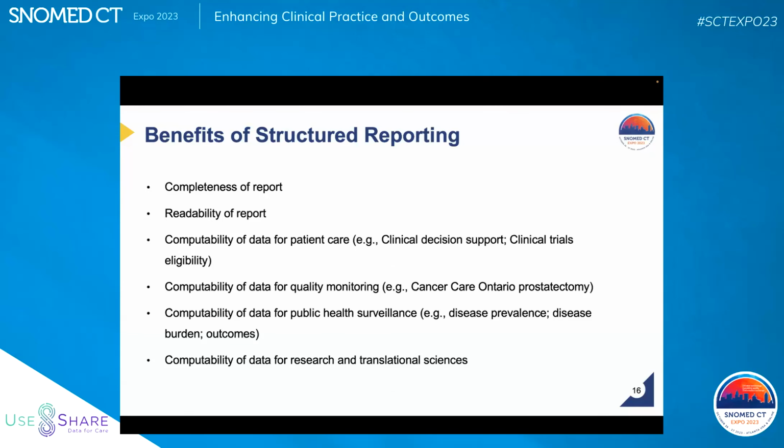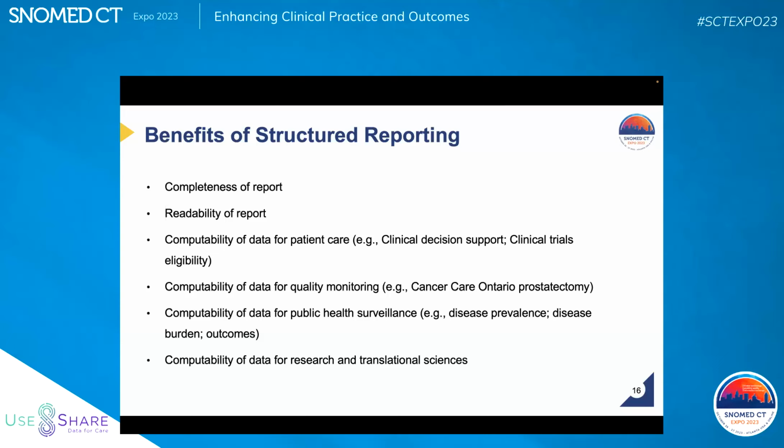I'm not just making this up. This is in the literature, and the Dutch have been fabulous in documenting this. What happens when we use synoptic reports is there's a notable increase in completeness of the report. So data is not left out, critical information is not missing, and it is very readable.